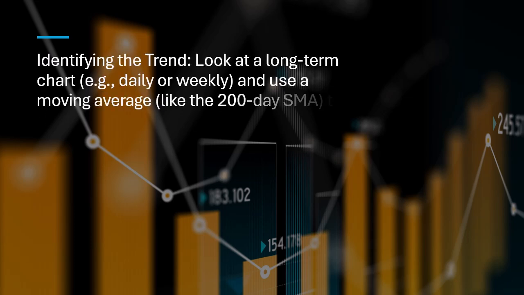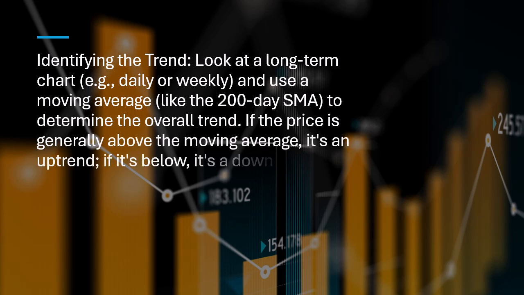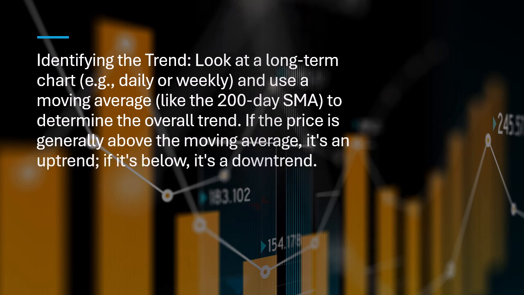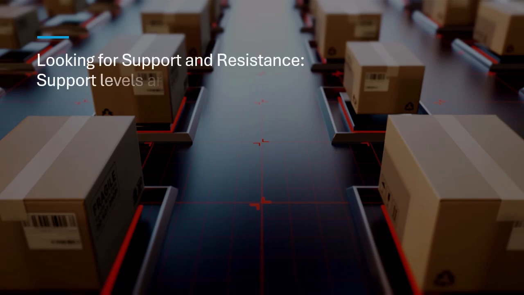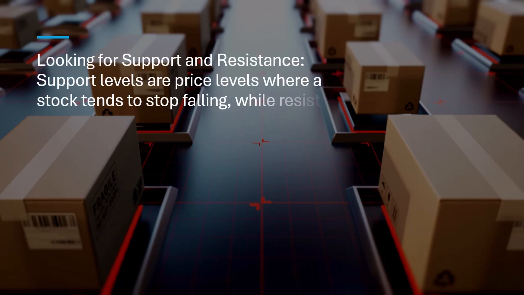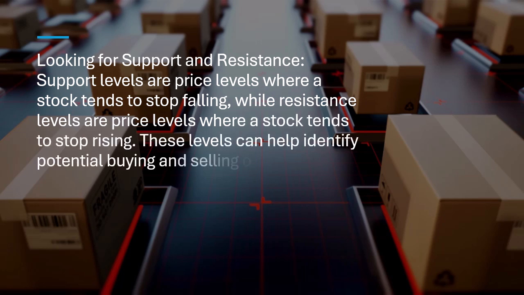If the price is generally above the moving average, it's an uptrend. If it's below, it's a downtrend. Looking for support and resistance. Support levels are price levels where a stock tends to stop falling, while resistance levels are price levels where a stock tends to stop rising. These levels can help identify potential buying and selling opportunities.